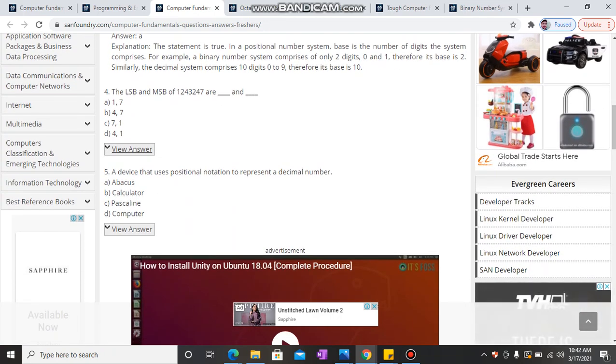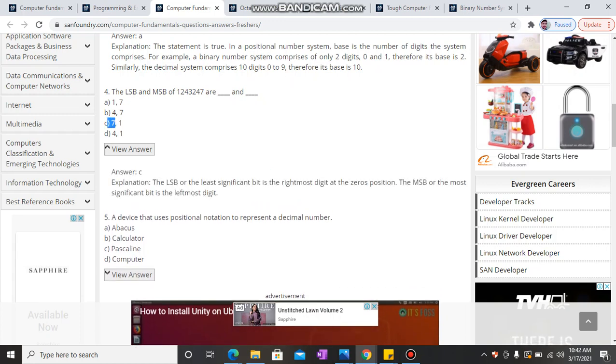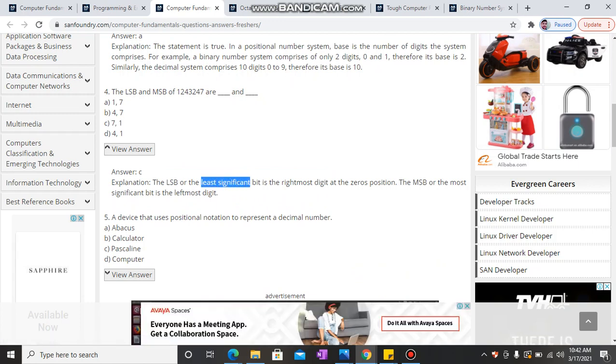I think it's clear. So LSD and MSD, for the number 1 2 4 3 2 4 7, the answer is C, definitely. Let's know its explanation. The LSD means the least significant digit, which is the rightmost digit at the 0 position. If you can see it, it's here. MSD means most significant digit, which is the leftmost. So it shows that C, meaning 7 and 1, is the correct answer.